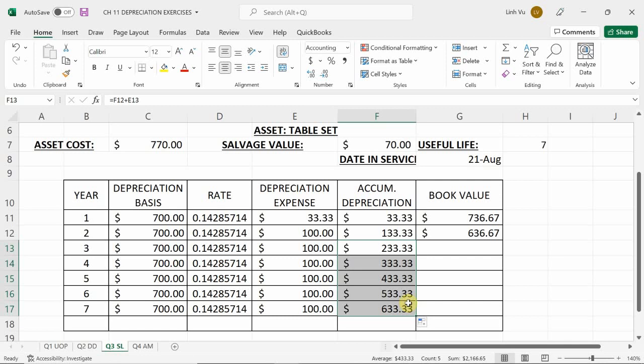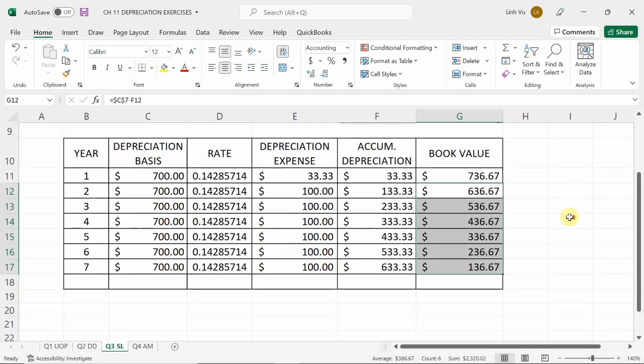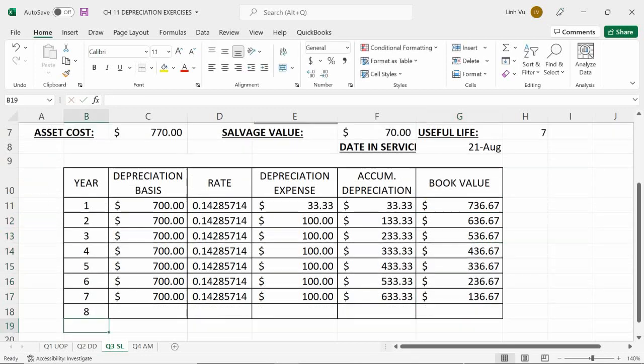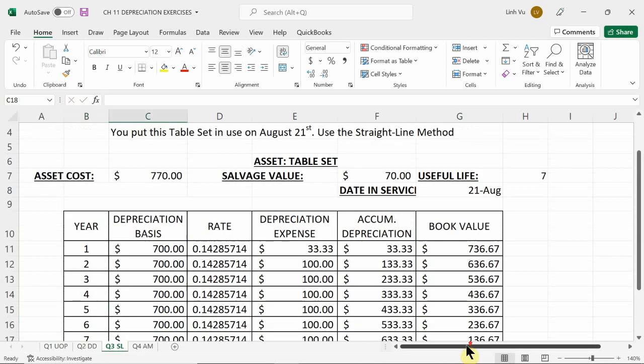So therefore, what are you going to do for your book value? Decrease by 100. So this is going to be 536. Then it's going to be 436. Then 336. And then all the way down to 136. Okay? Can I keep going? Yes. Why? Because it's not 70 yet. It's not 70 yet, but how much life do I have remaining on my asset?